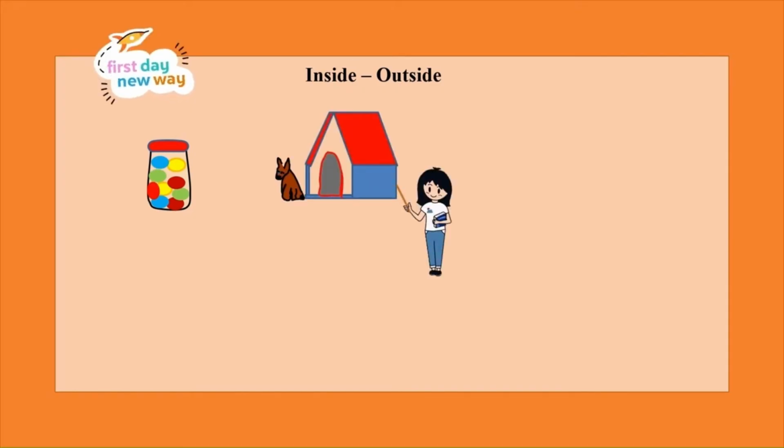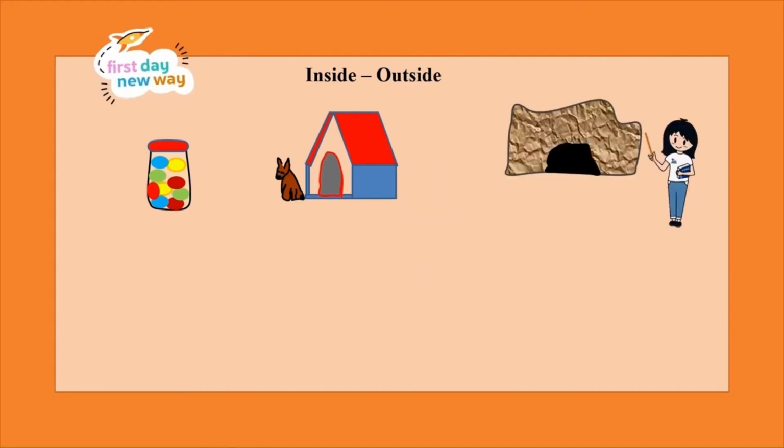Now where is the dog sitting? The dog is sitting outside the kennel. Now here, in relation to the kennel, the dog is sitting outside the kennel. In the same way, in relation to the bottle, the candies are inside the bottle.